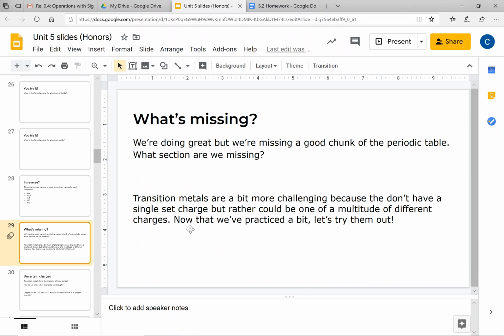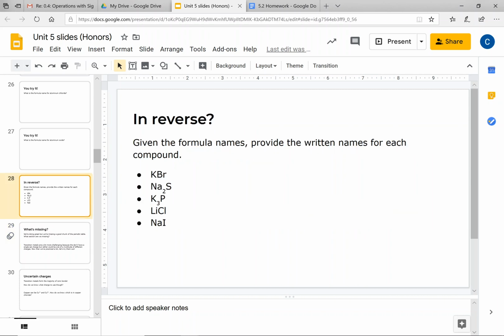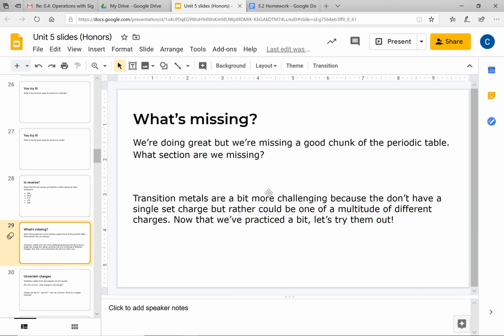Now, you might have noticed that we've been incorporating some different elements, right? Potassium, sodium, lithium, bromine, sulfur, chlorine, iodine, phosphorus, but we're missing a good section of the periodic table when we're doing this. And we're not counting the transition metals because they don't have a single set charge. Right? They have those multiple sets of valence electrons.